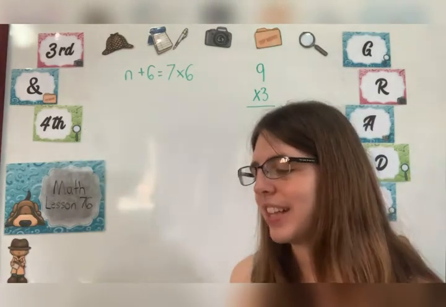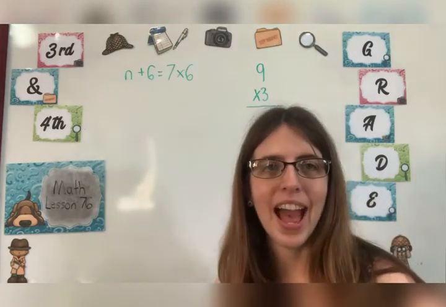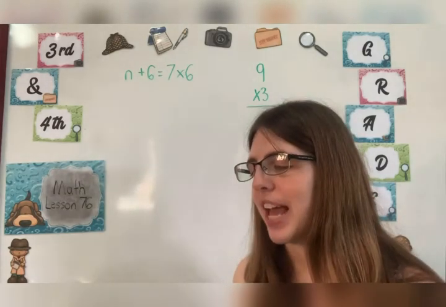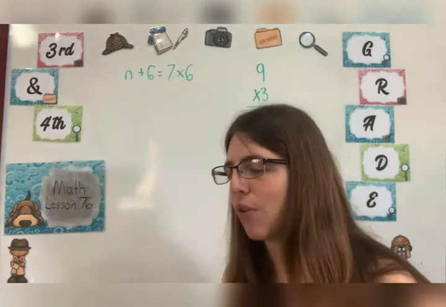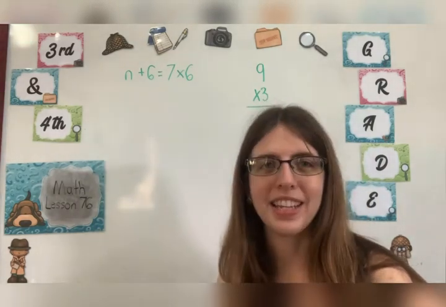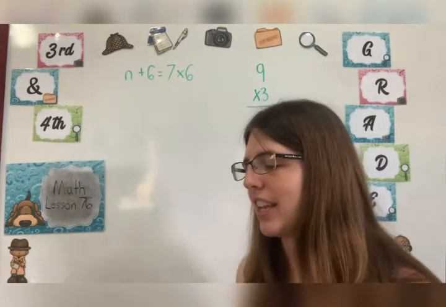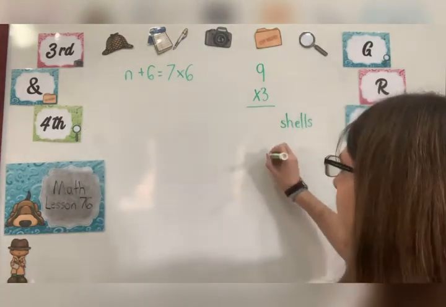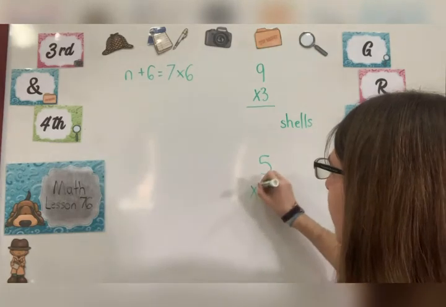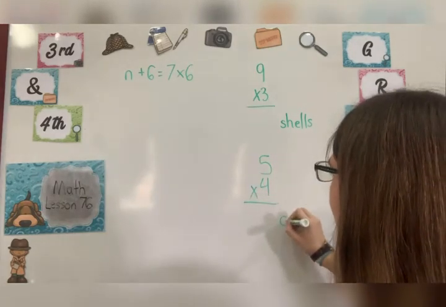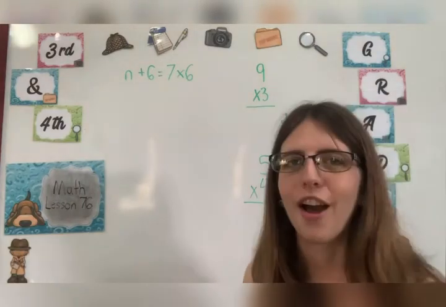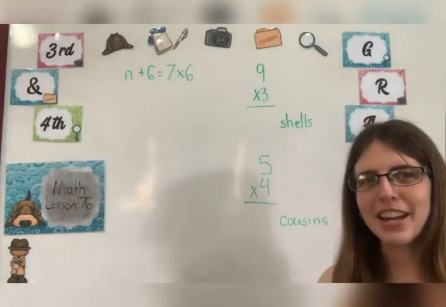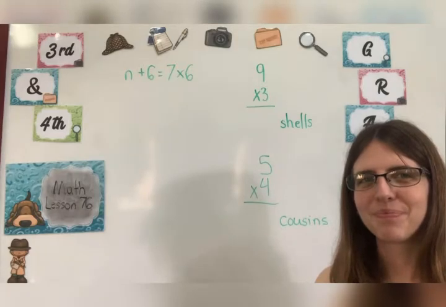So it tells us how many cousins Sarah has, which is 5. Amy has 4 times as many. So we need to multiply that 5 by 4 to know how many Amy has. So 5 times 4 to know how many cousins. All right, so make sure you put that in your workspace for letter B.